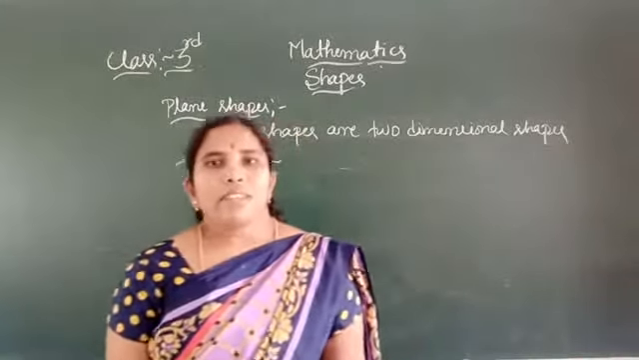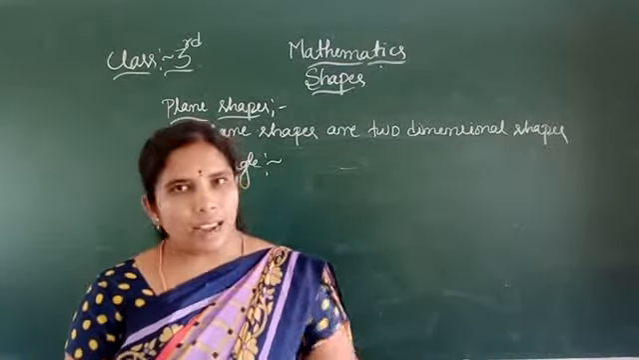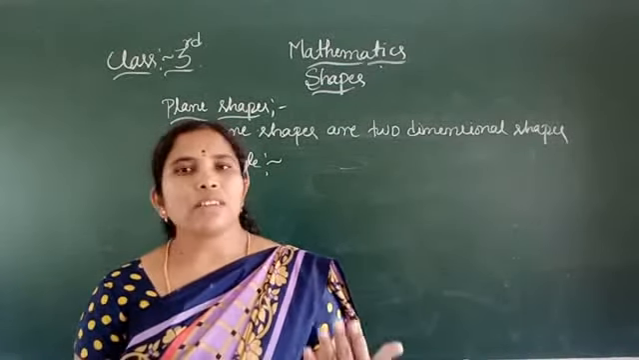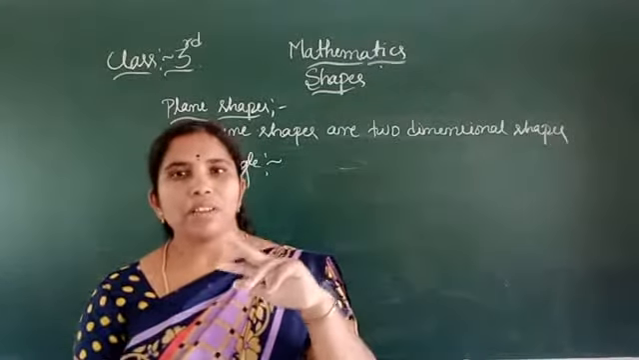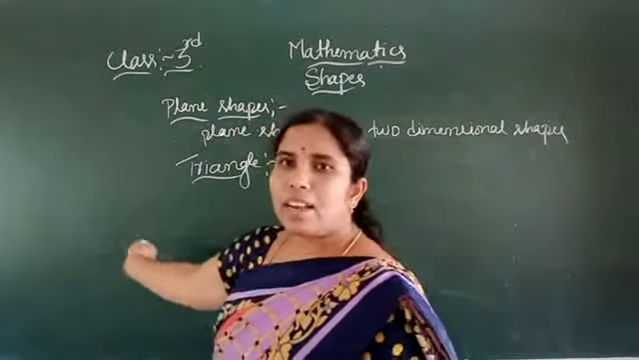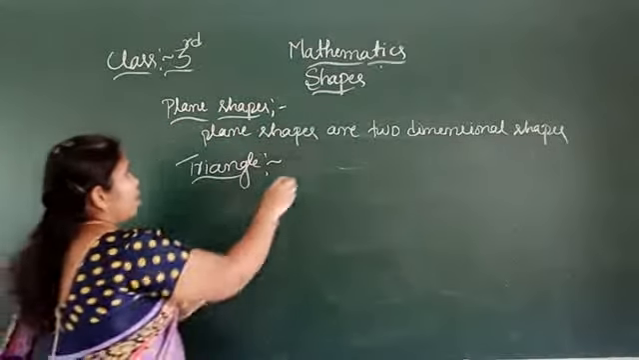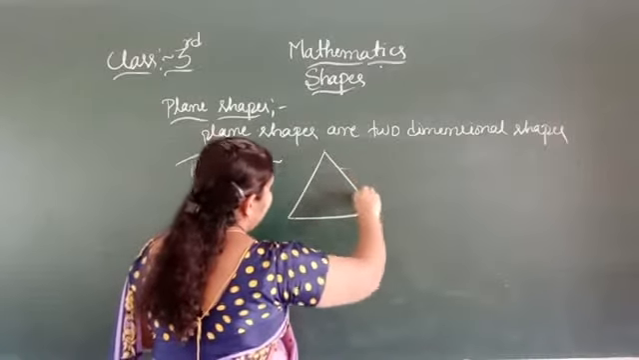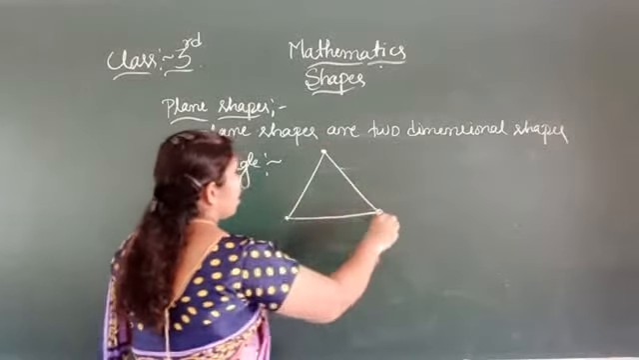So you have seen so many objects in the shape of a triangle. You have seen many shapes in the form of a triangle. So you know how a triangle looks. See, this is the triangle. This is the triangle. In the previous class I explained this.